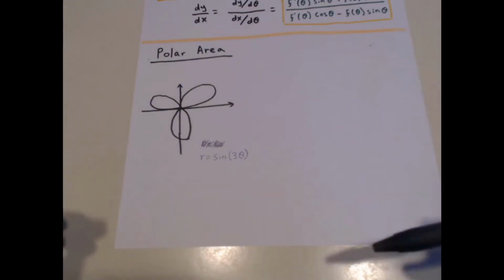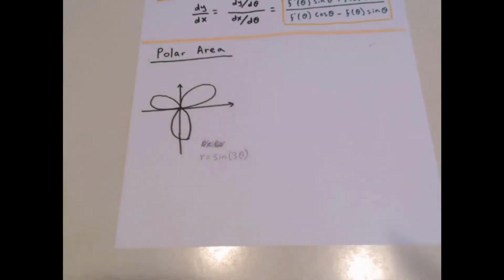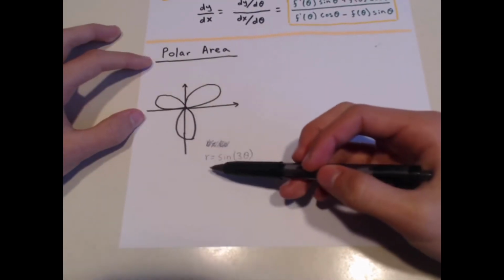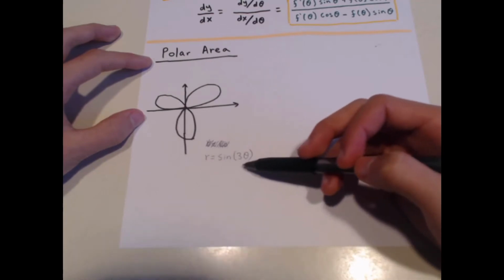Okay, so now let's say you want to find polar area. So we're going to start out with a very simple rose curve, a three-petal rose curve. You should recognize this by now. It's r equals sine 3 theta.